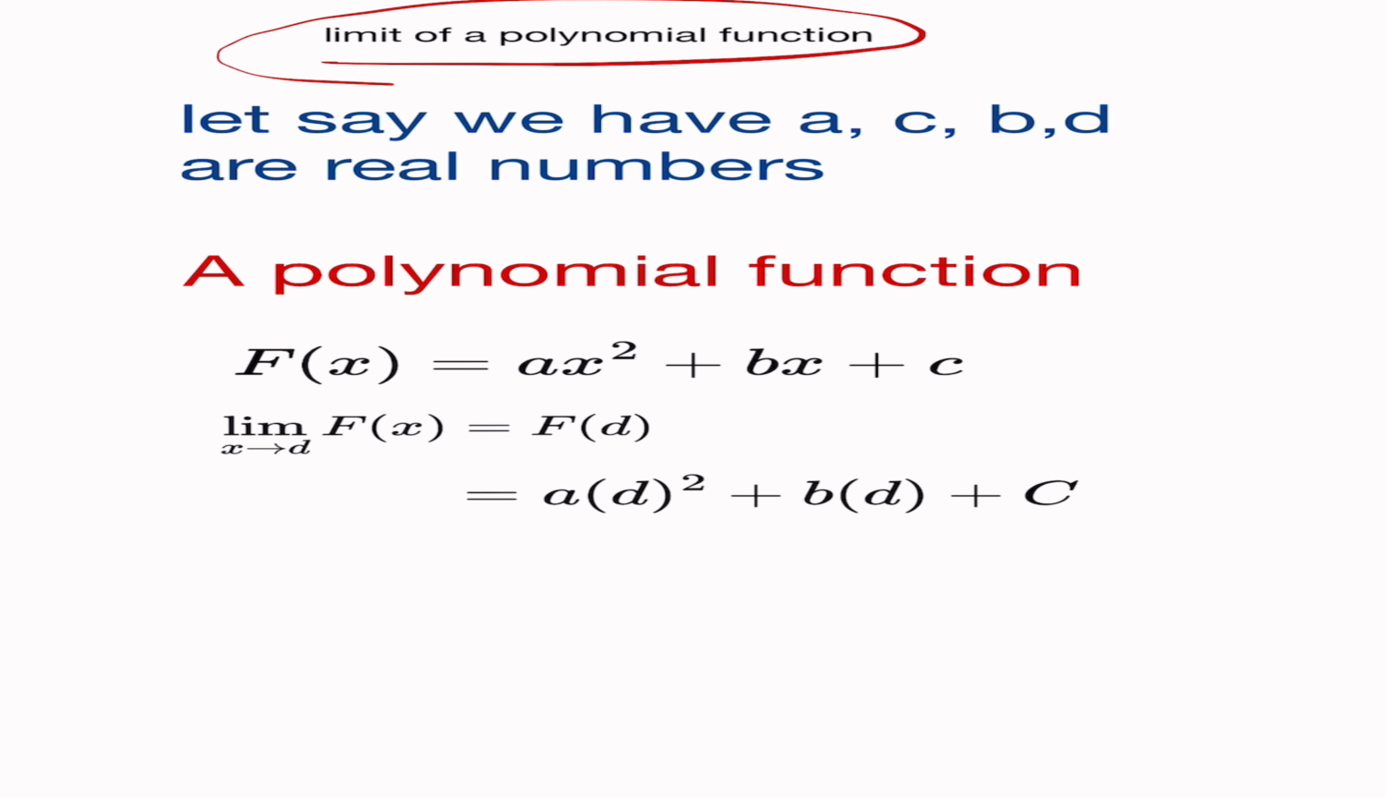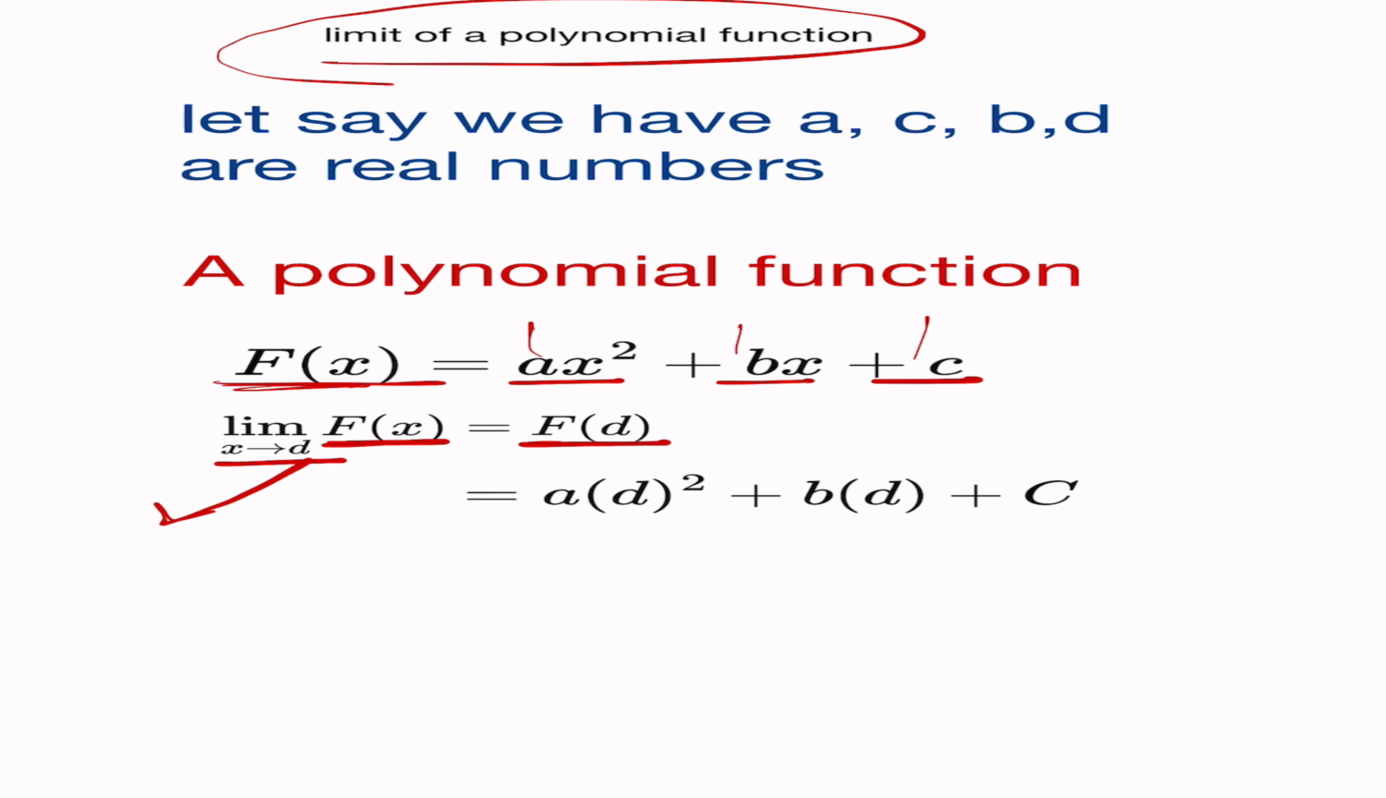Let's say we have a polynomial function f of x equal ax squared plus bx plus c, right? You can have any polynomial function, it doesn't matter. This is an example where a, b, c, all of them are real numbers, okay? Now let's say x approaching to d. Remember d is also a real number. The limit of f of x is going to be simply f of d. That means you just have to plug in the d value in the f function, like a linear function, all right?